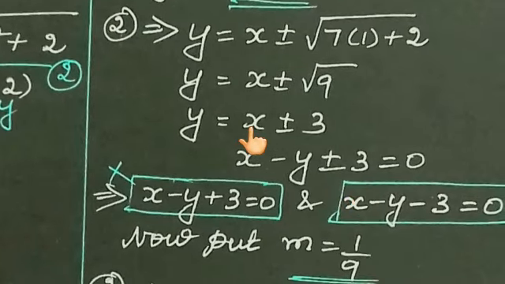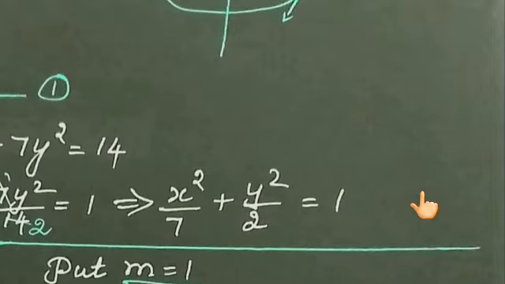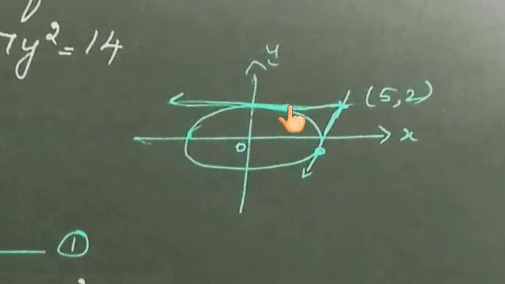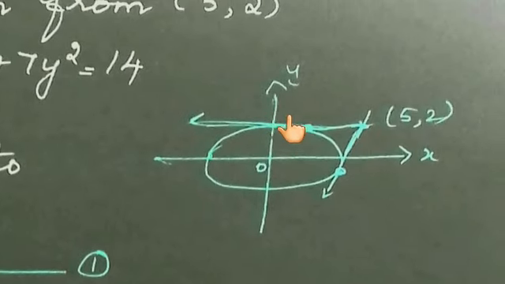Now x is positive, so let it be on the right hand side itself. We can bring y to the right side. So we have x minus y plus or minus 3 is equal to 0. That is x minus y plus 3 is equal to 0. Another equation is x minus y minus 3 is equal to 0. Here we have two equations. This is the equation of the tangent.